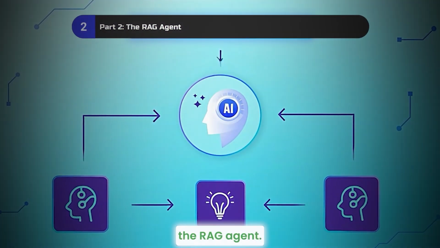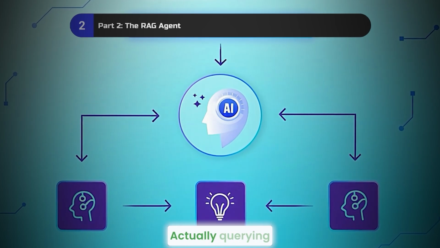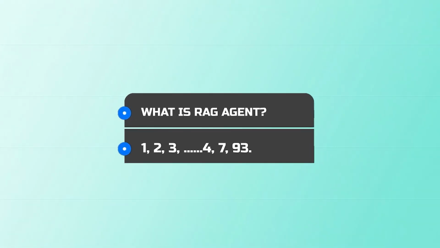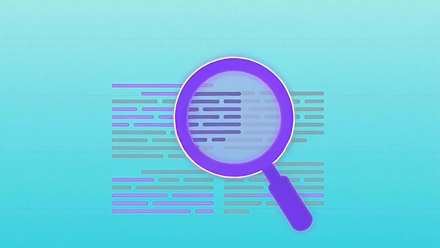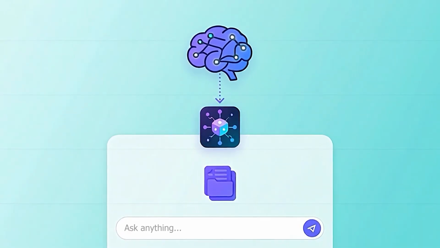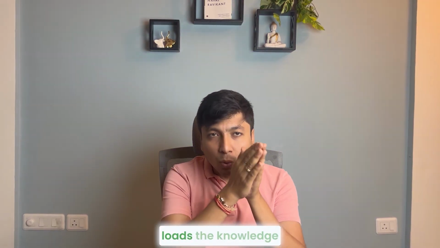Part two is the RAG agent. So this is where the magic happens. Actually querying the data happens here. So when someone asks a question, convert the question to numbers, find similar chunks in the database, then the AI generates an answer using that context. So the pipeline loads the knowledge and the agent retrieves and uses it.